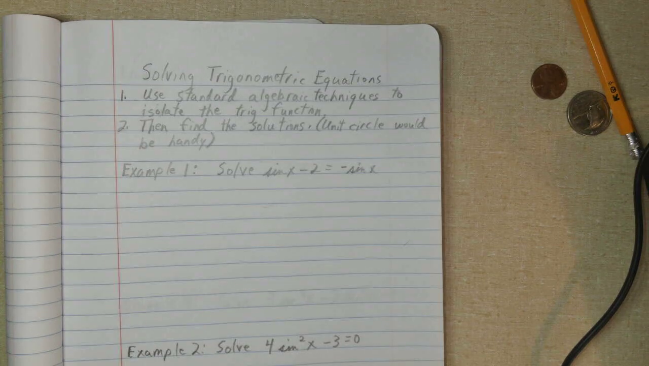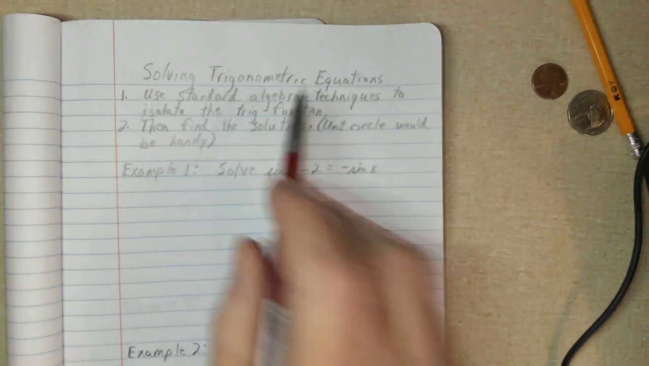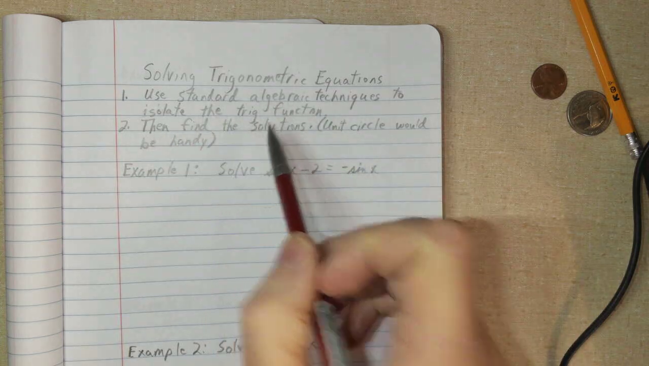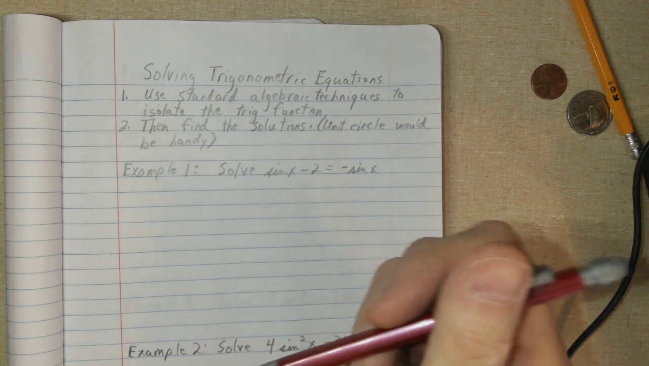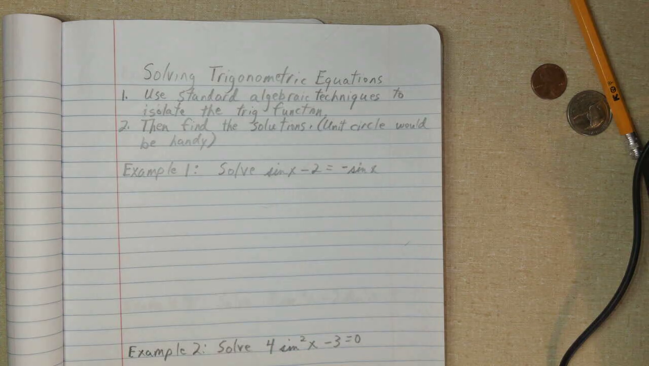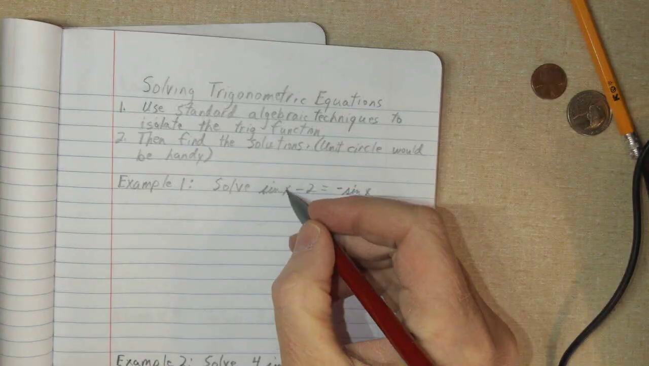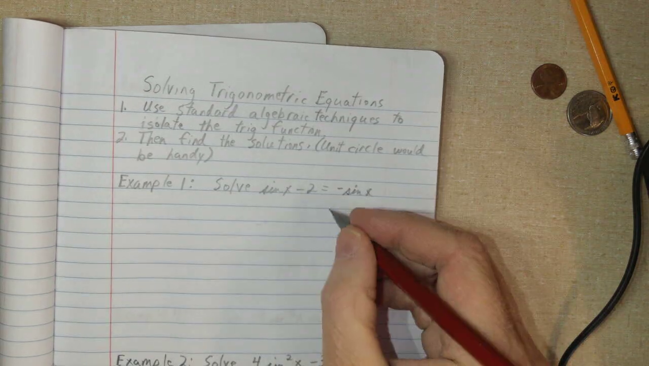Hi everyone. Today's topic is solving trigonometric equations. Using what you've learned in algebra, we're going to use standard algebraic techniques to isolate the trig function, and you'll see those as we go along through our examples. After that, we're going to find the solutions. Now, a unit circle would be handy on this, and when we go for the x, that is actually the angle that we're looking for.